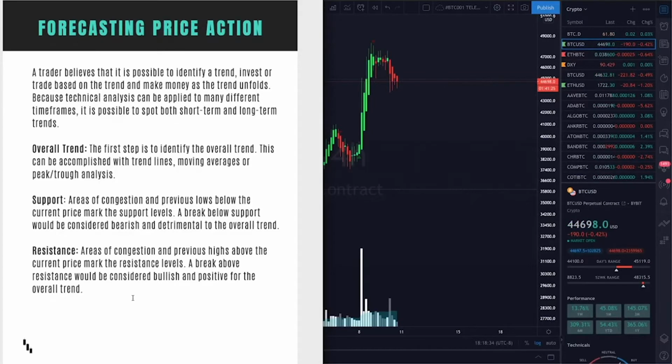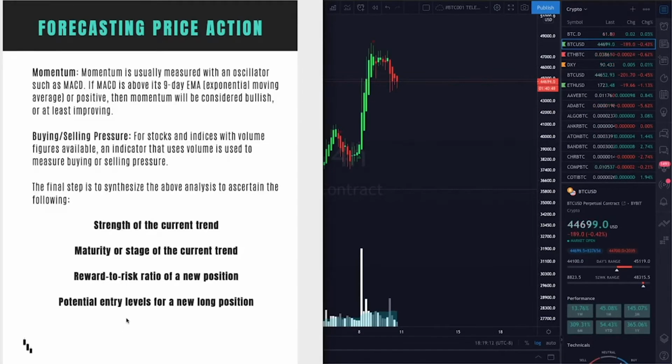This could be accomplished with trend lines, moving averages, or a peak and trough analysis, something we have not discussed in this lesson. You want to identify areas of support, and this says that areas of congestion and previous lows below the current price mark the support levels. A break below support would be considered bearish and detrimental to the overall trend if the overall trend is up. Resistance areas are areas of congestion and previous highs above the current price that mark the resistance levels. A break above resistance would be considered bullish and positive for the overall trend.